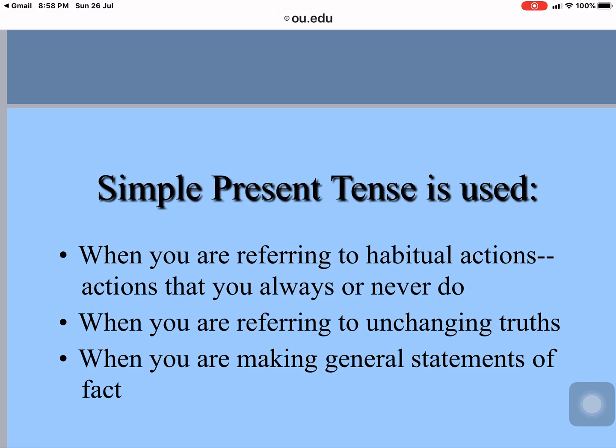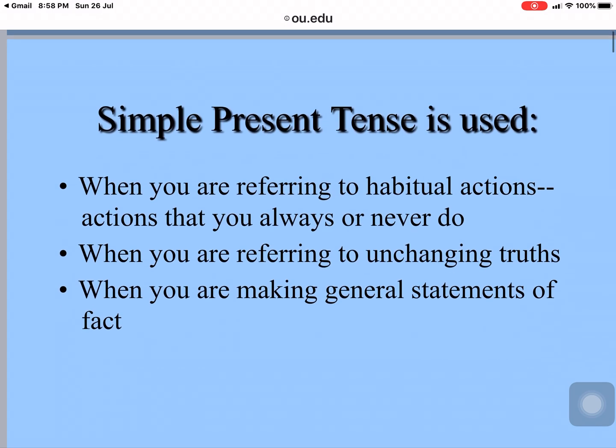When you are making general statements of fact, for example, universal truth, the sun rises in the east, the sun sets in the west. When we are speaking about a general statement, that means a universal statement or fact, we can use simple present tense. I think all of you are clear.